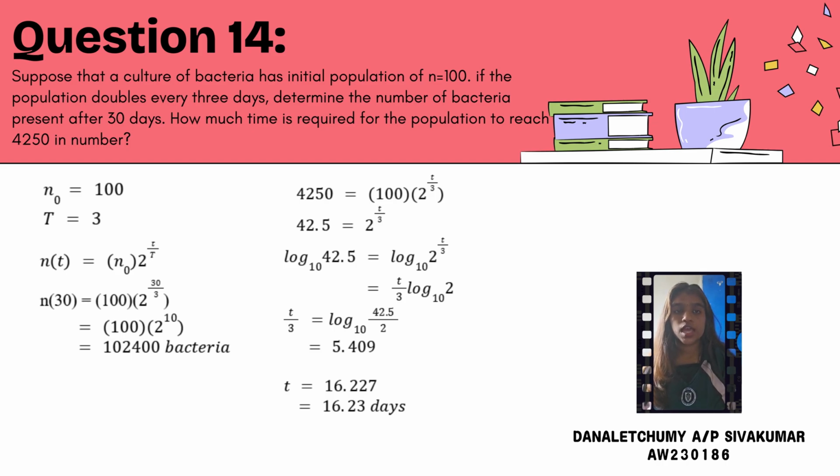4,250 in number? As mentioned earlier, the initial N will be 100 and T equals 3. By substituting the values into the formula N(t) equals N0 times 2 to the power of t over T, we will get 102,400 bacteria. As they are asking for 4,250, we have to substitute the values into the formula. We will get t equals 16.23 days. Thank you.